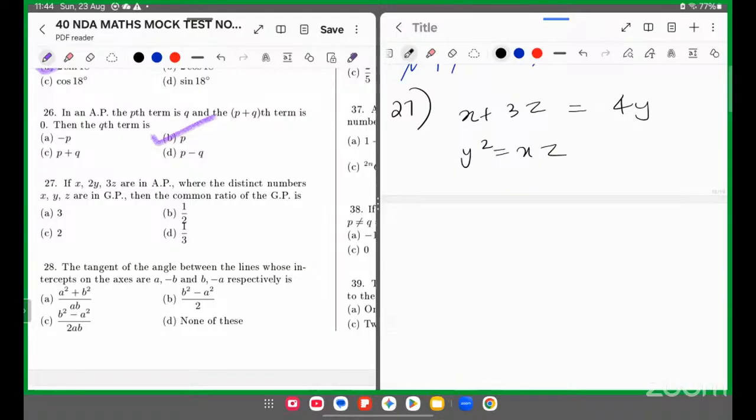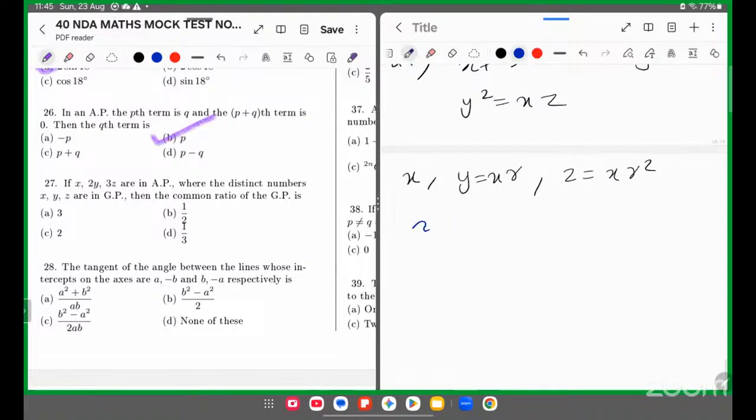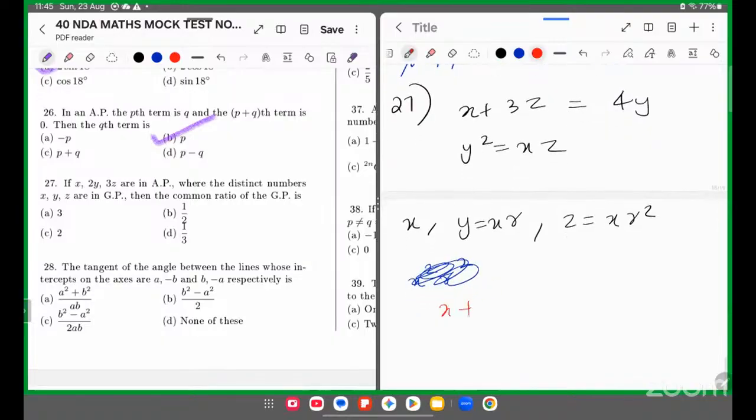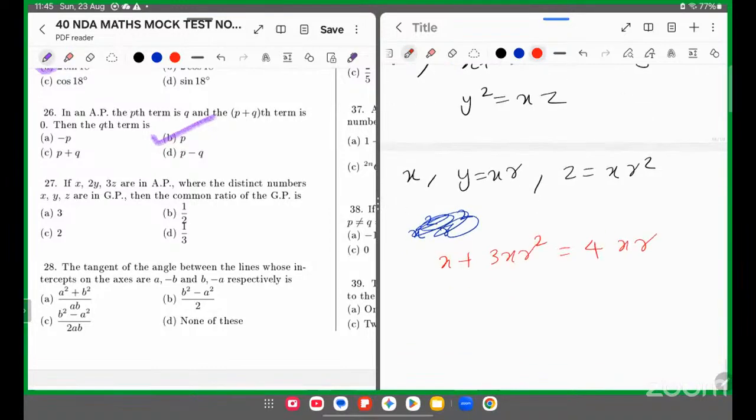So x, y can be written as xr, z can be written as xr square because it is a GP. So y square means x square r square. Okay, xr. So here we will put x plus 3z, which means x plus 3xr square, equal to 4 into y, which is xr.